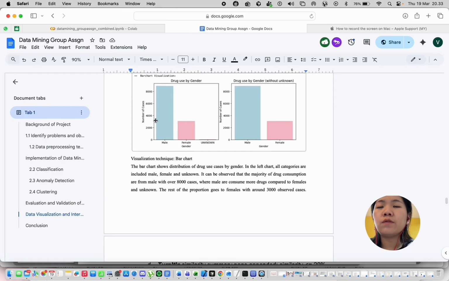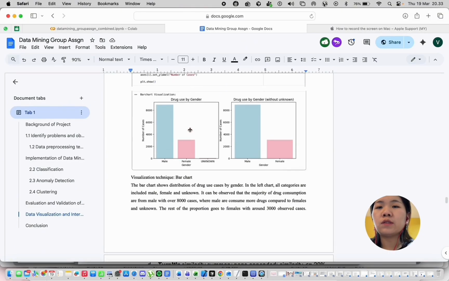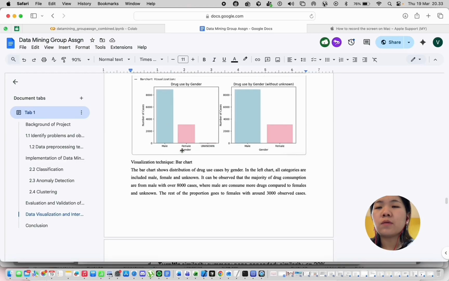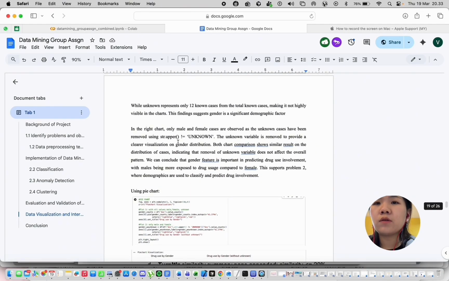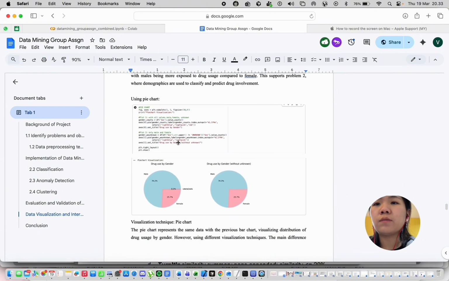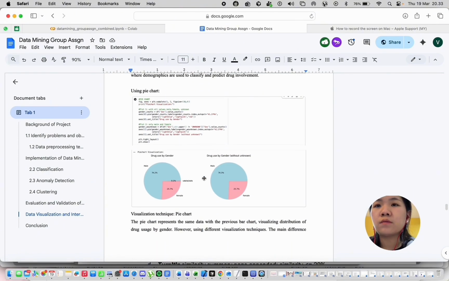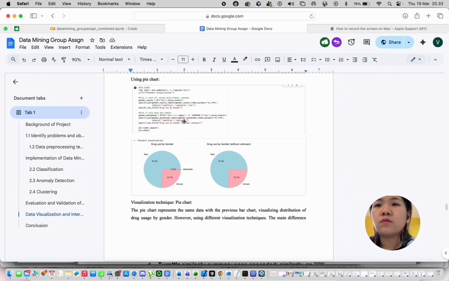And then moving on, we have the pie chart. It is similar to the previous one, but the pie chart visualizes using percentages. Here we can see that male contributes 74.2%, while female contributes 25.7%. So male consume 3 times more than female.